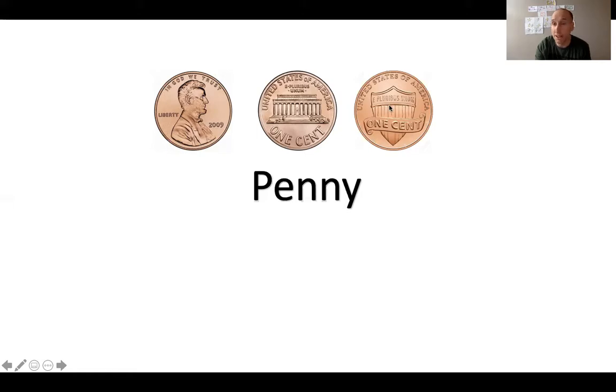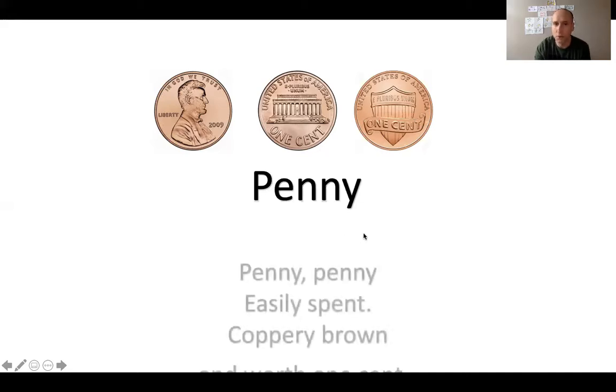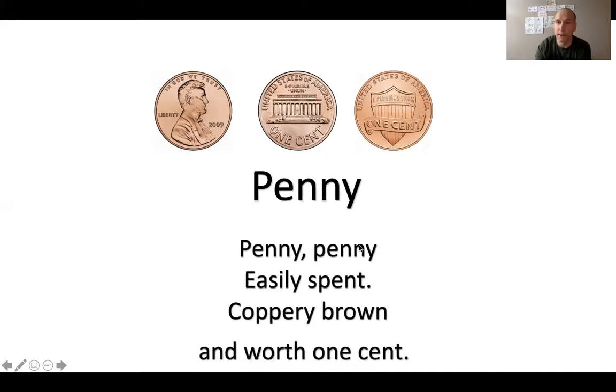So if you find a penny now and you see that it has the Union Shield on it, you know it's a newer penny. For every single coin, boys and girls out there, somewhere on that coin it's going to tell you how much it's worth. So the penny's easy because it's a different color than all the other coins. But it says right here, 1 cent. It says right here on the Union Shield, 1 cent. And let's do a little poem here for the penny. Say it with me, all right? Penny, penny, easily spent, coppery brown and worth 1 cent. So we know our pennies are worth 1 cent.